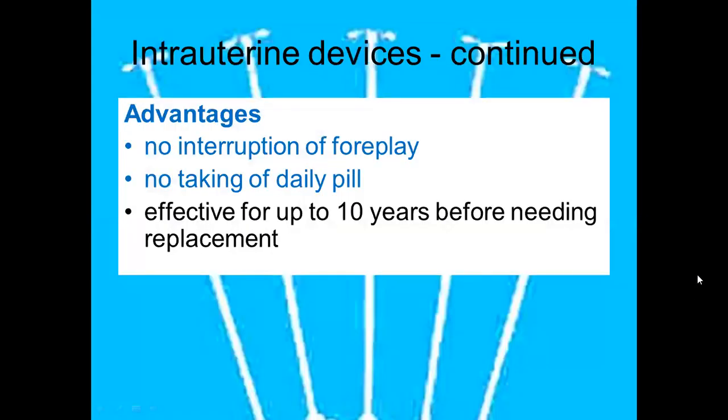So what are the advantages of an IUD versus the other methods of contraception? Unlike, say, a male condom, there's no interruption of foreplay, so it doesn't negatively affect the mood to use this contraceptive method. There's no trying to remember to take a pill daily, and it can be effective for up to 10 years before needing replacement. So in other words, it's not something one has to think about every day or every month or every 3 months or whatever. So that's a bonus.